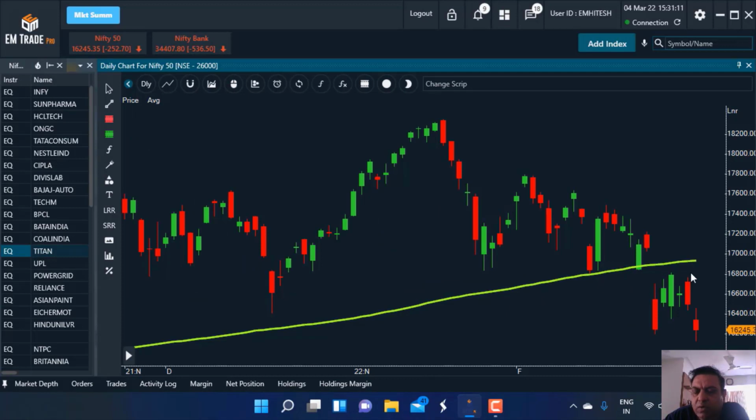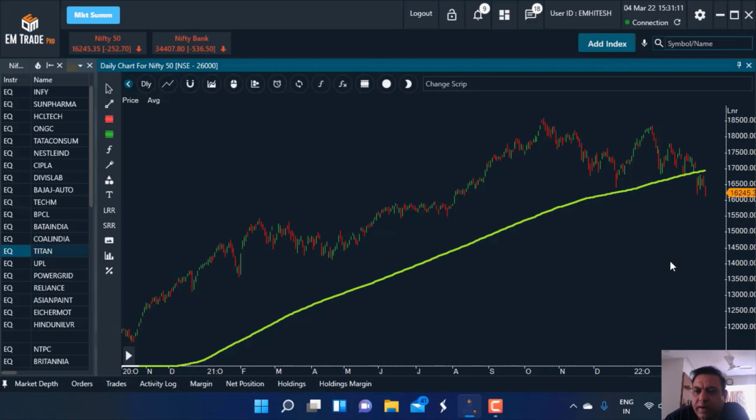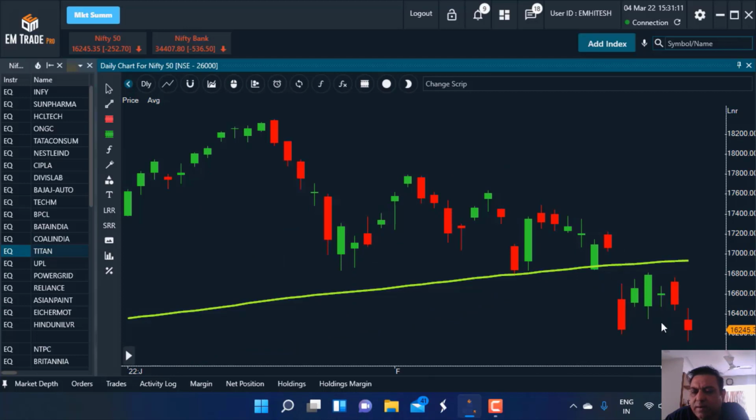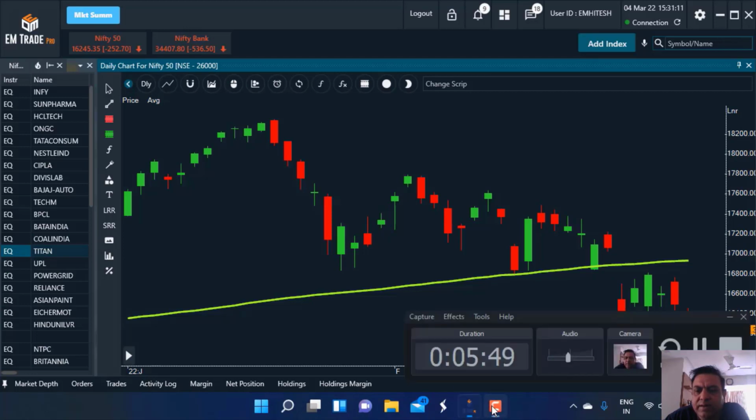So just take note, till we are not crossing the 200-day moving average, any rise will be considered only a pullback, and we should see further decline based on Friday's candle. If the low is taken out, the decline in the market is likely to continue. So now let's go and check the Bank Nifty.